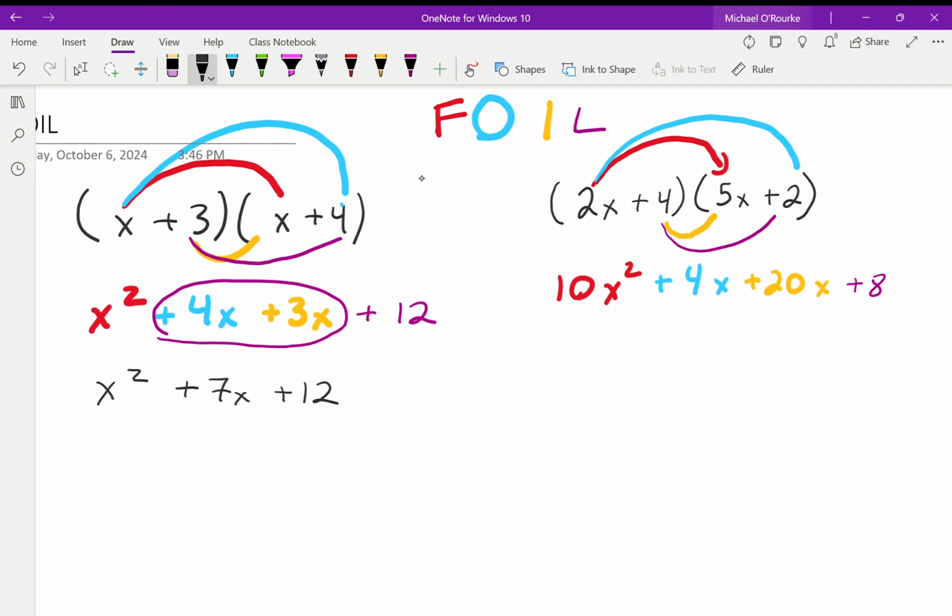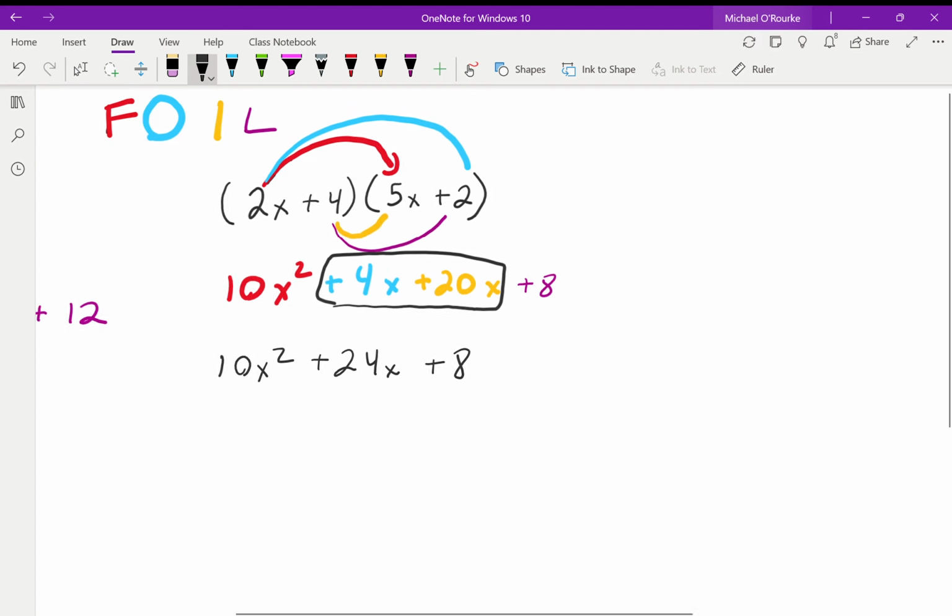Then we have x's right here that we can combine. So we're going to put these two together. I'm going to write my 10x squared first. Put those two together: 4 plus 20 is 24x. Then I have my 8 left over.